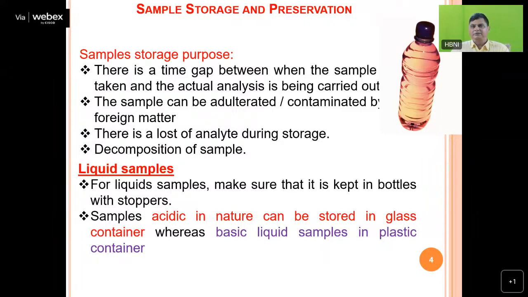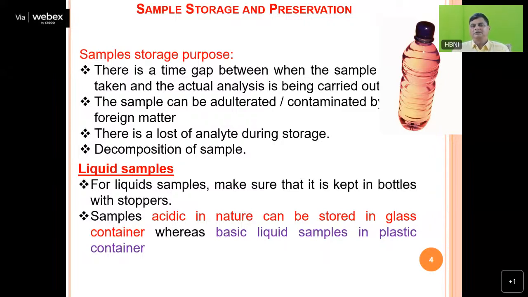And for the liquid samples, see, as far as the liquid sample is concerned, it is always necessary. These are some of the things which you can learn through these lectures only, because you may not get these kinds of things in a textbook. See, acidic samples should not be stored in a plastic bottle. As a matter of convenience, whenever any sample comes, we try to store it in a plastic bottle because they are easy to handle. But one should not store it if the sample is acidic in nature.